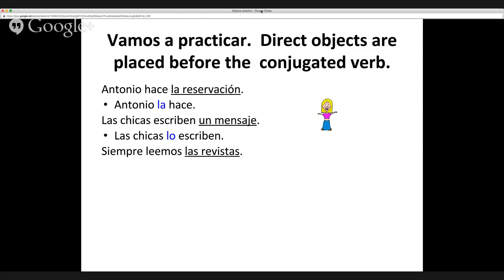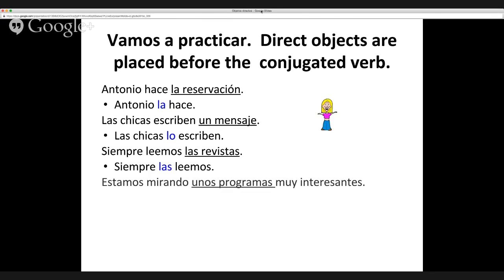Siempre leemos las revistas. Can you make that sentence shorter? Think about the direct object pronoun that would logically replace las revistas. Then stick it before the verb. And you should come up with siempre las leemos.